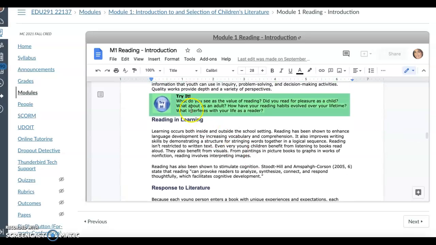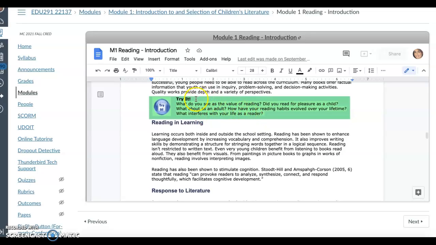If you don't like that one, you can do this one: What do you see as the value of reading? Did you read for pleasure as a child? What about as an adult? Have your reading habits evolved over a lifetime? What interferes with your life as a reader? This is very similar to our literacy autobiography, so you might want to do this one.